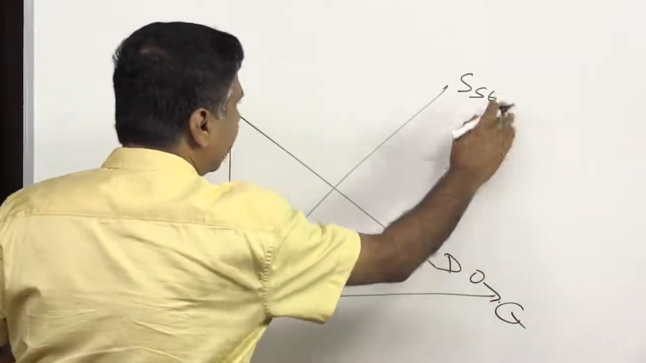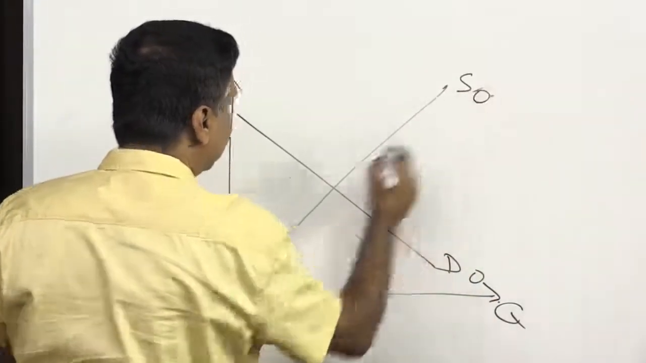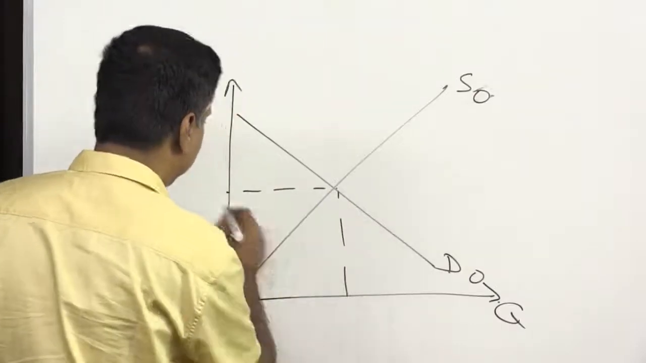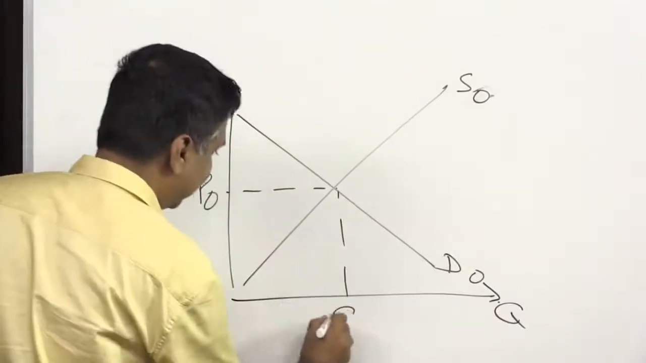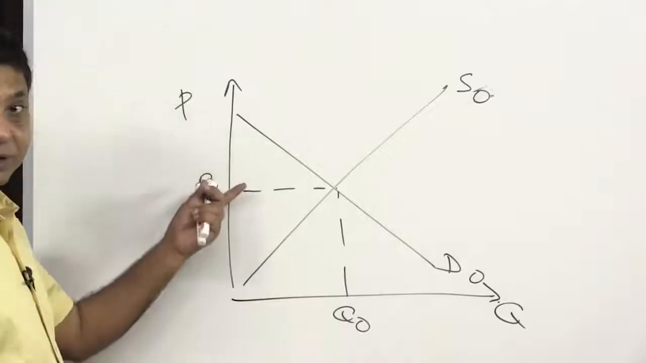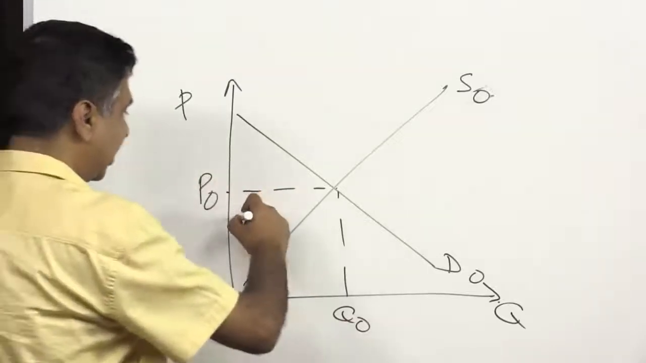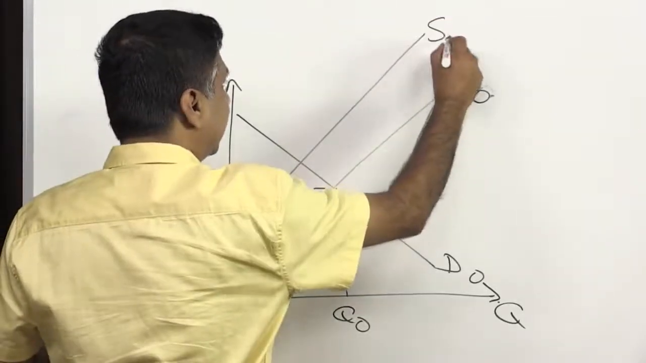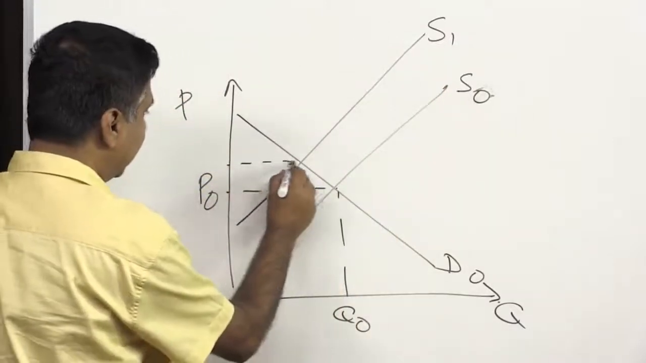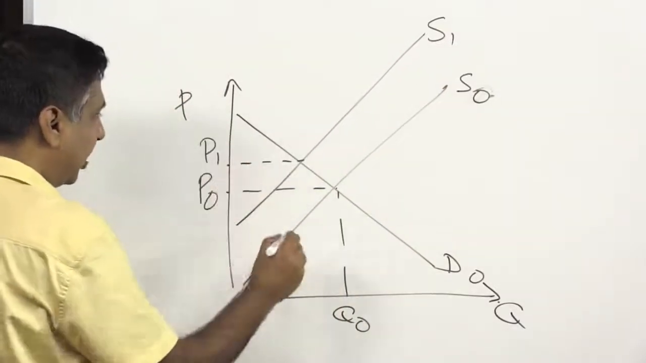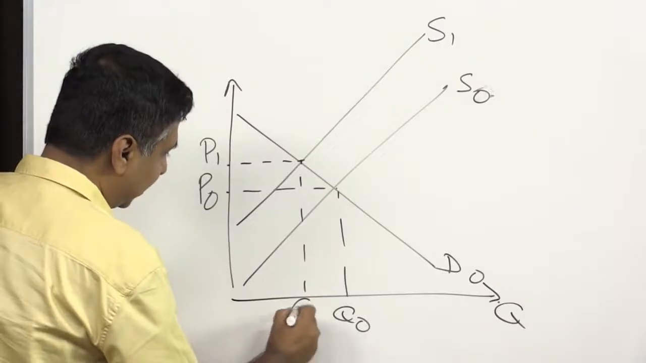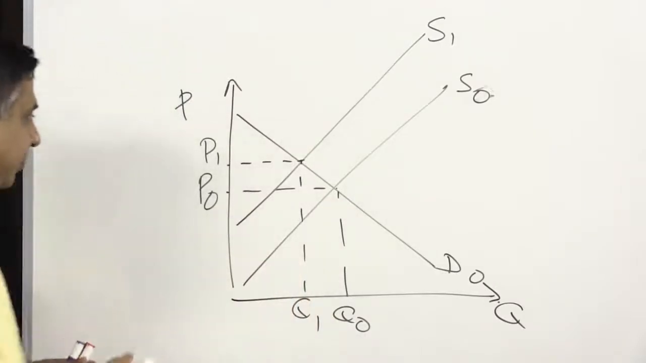D0 is, S0, P0 and Q0. What happens if there is a tax? Well, the supply curve shifts to the left and the price increases to P1 and the quantity decreases to Q1.